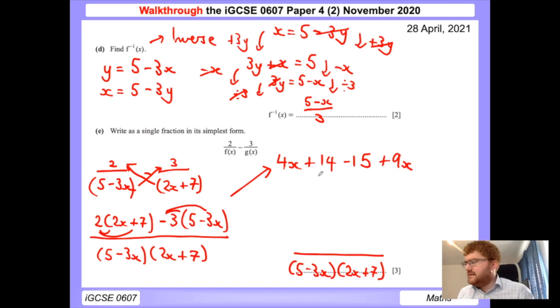We simplify this together. So we get 9x plus 4x is equal to 13x. That's those two done. 14 minus 15 is equal to minus 1. And we have our final answer.